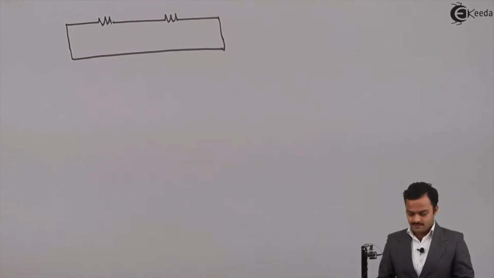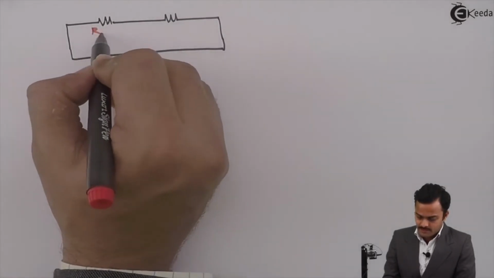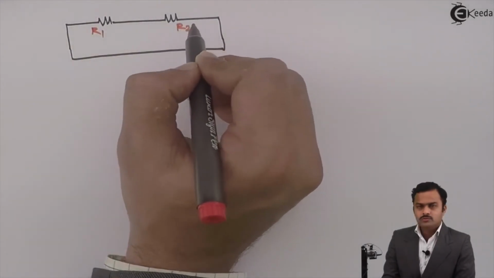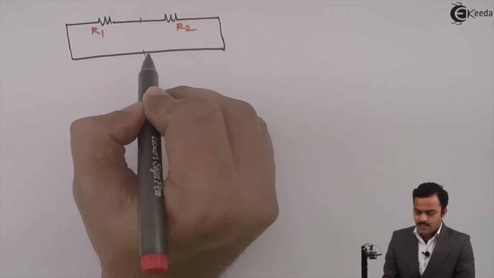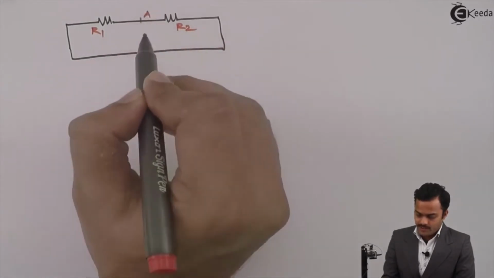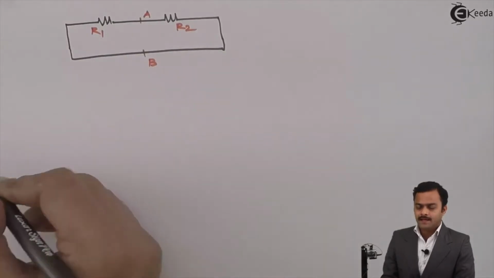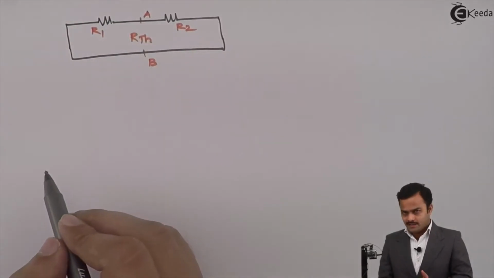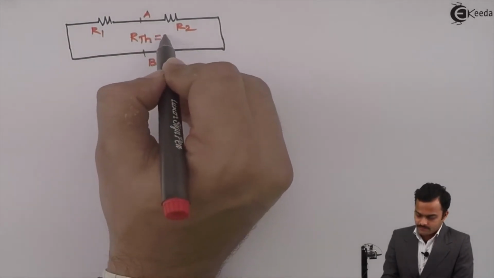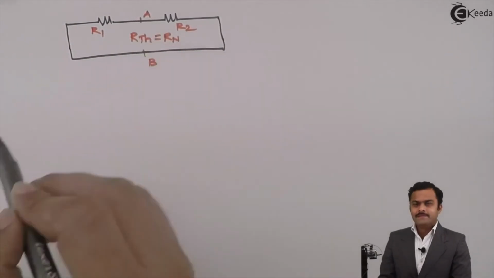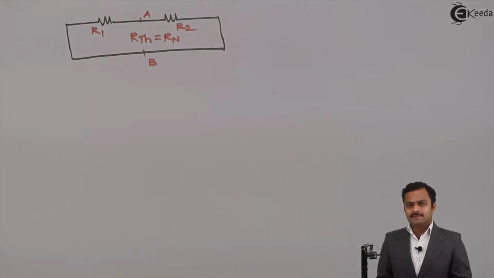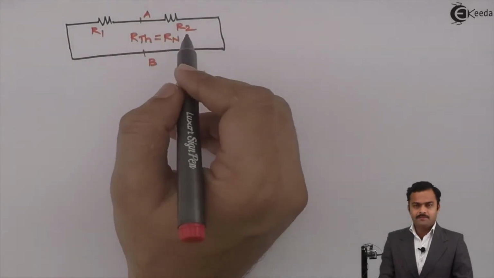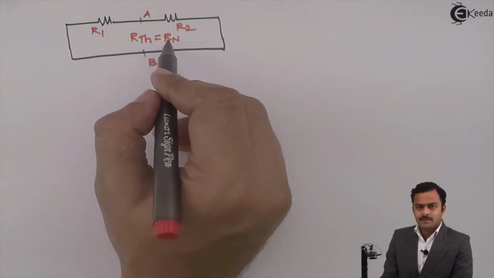a circuit like this, having resistances R1, R2. Remember, we have opened RL, leaving behind two terminals A and B, through which we have to find out RTH, or you can say RN. So sometimes I may say it's RTH, but the procedure of finding RTH and RN is the same. So I will write here RTH is same as RN.